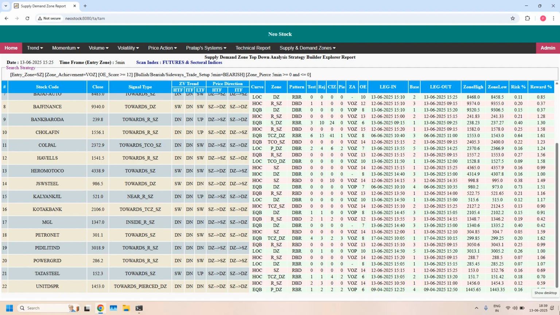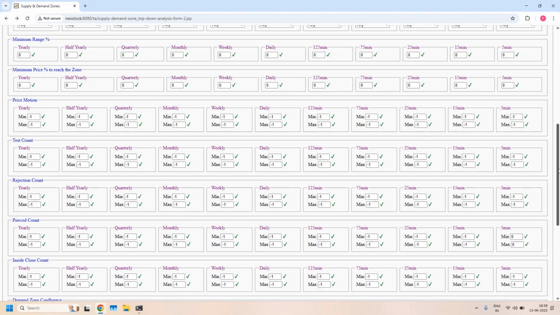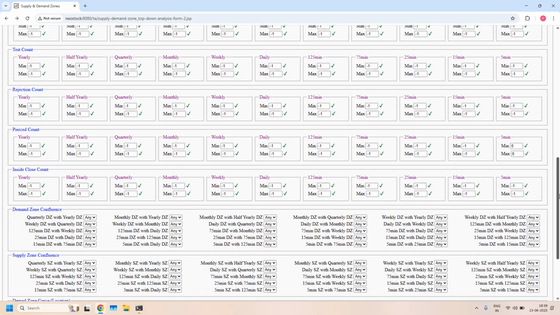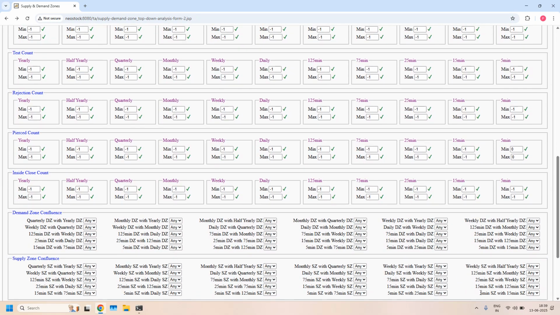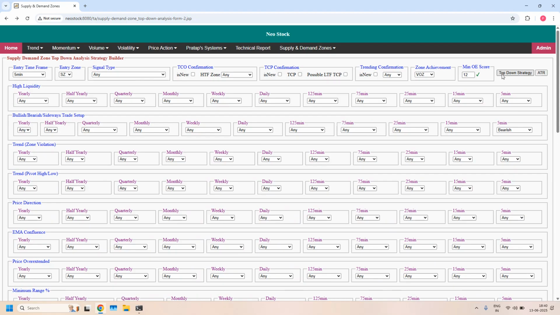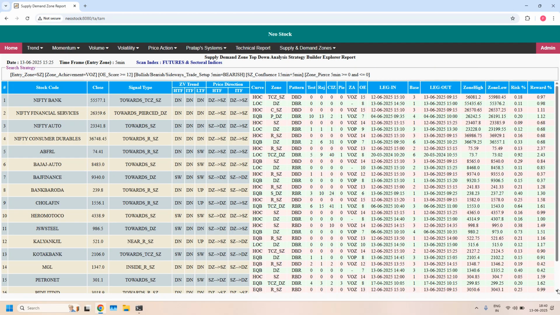That we will filter based on the zone confluence. First filter is 5 minutes and 15 minutes supply zone confluence. Let us apply that filter on these 22 stocks. So in the supply zone confluence, I am enabling the filter 5 minute supply zone with 15 minute supply zone confluence. By applying this filter on the 22 stocks, now the list has come down to 18 stocks.